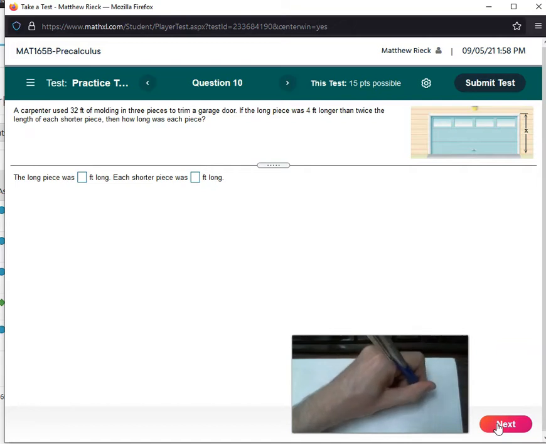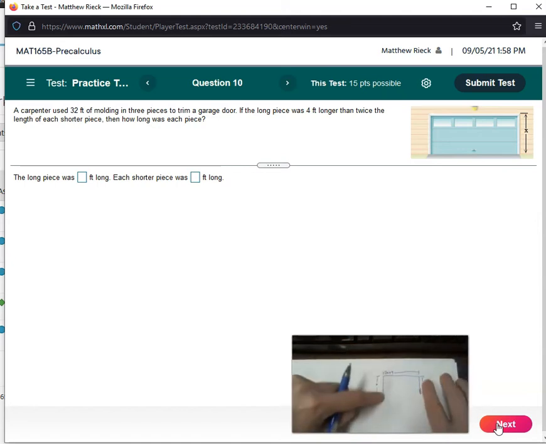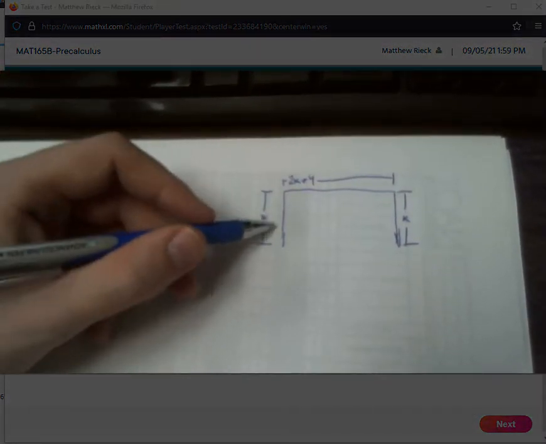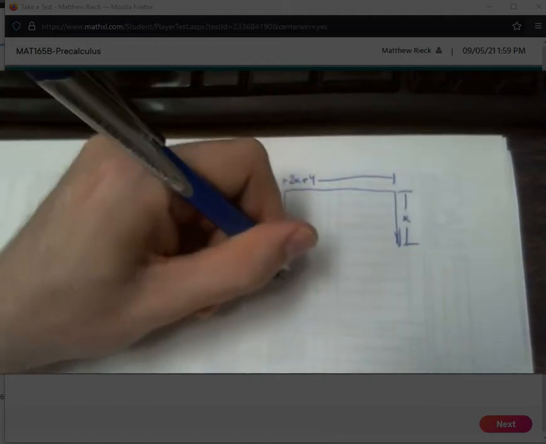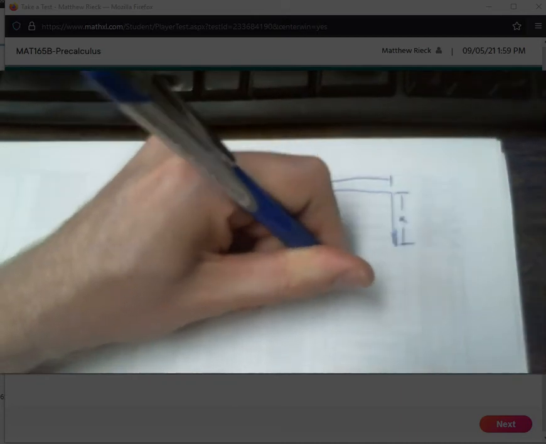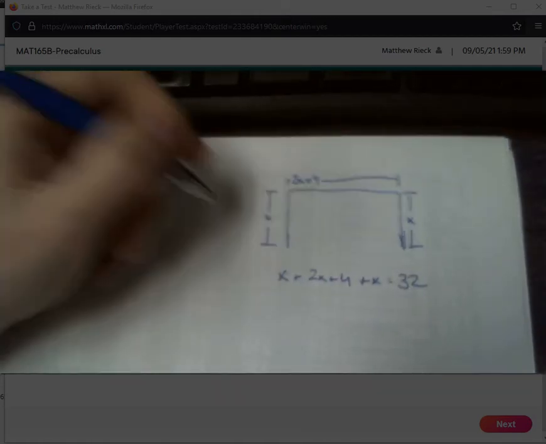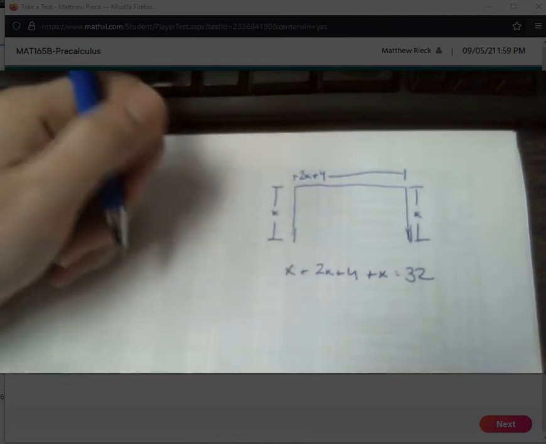And this is also going to have the length x, since garage doors are rectangles, so the opposite sides are going to be the same length. And we have the total. The total amount of crown molding that was used was 32 feet. So when I add up these 3 things together, I end up with 32 feet. So you have x plus 2x plus 4 plus x equals 32. This is the mathematical statement that I'm trying to solve in this problem.